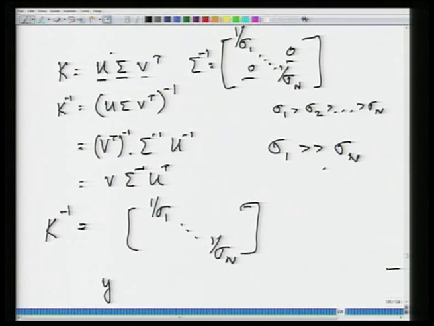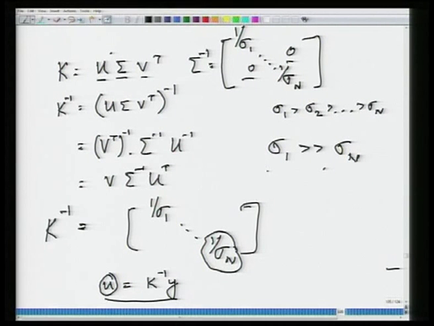when I am trying to invert, y is equal to K u, so u is equal to K inverse of y. That is what I am trying to do in control. y has certain deviations, I want to bring it back to 0. What should I do to u? So I am trying to solve this equation, and if the smallest singular value, which is sigma n, is very small, this number would be very large, and if this number is very large, some of the u's may actually blow up.